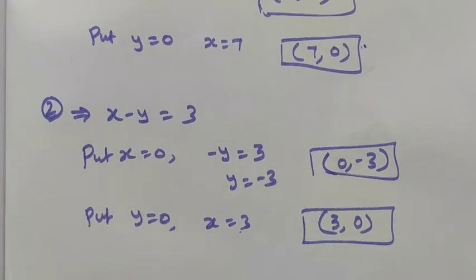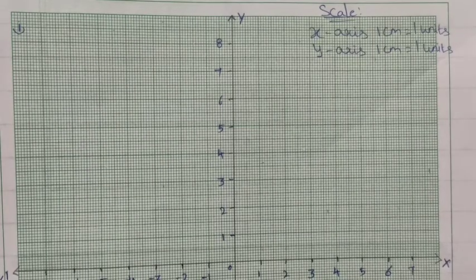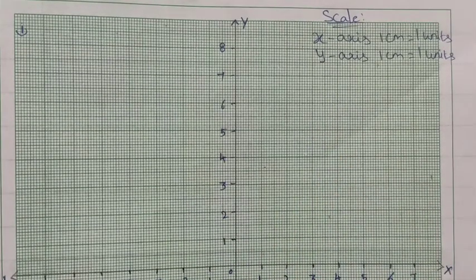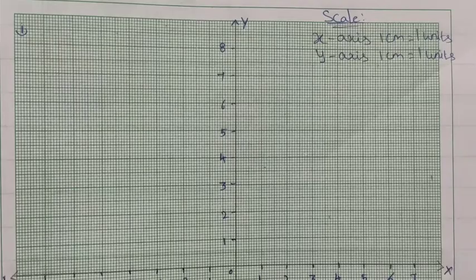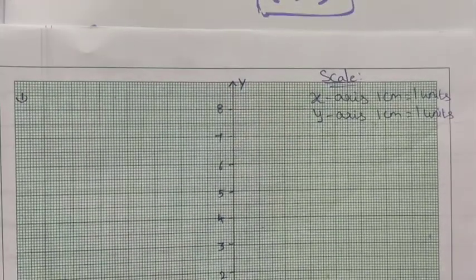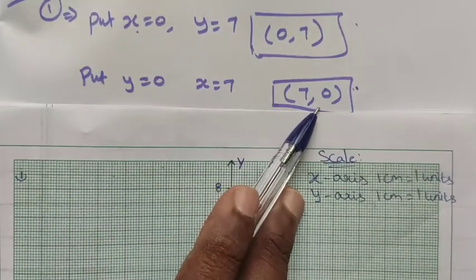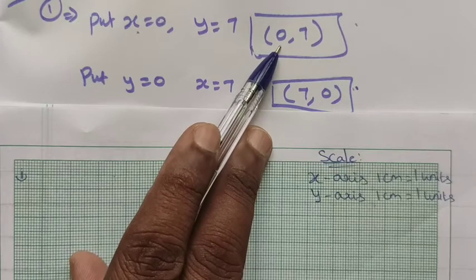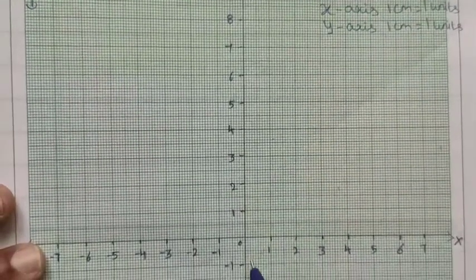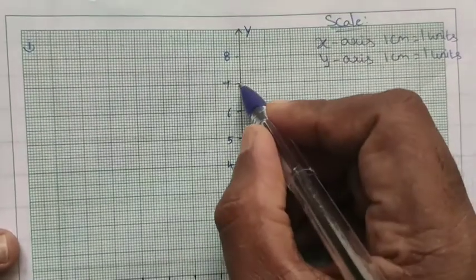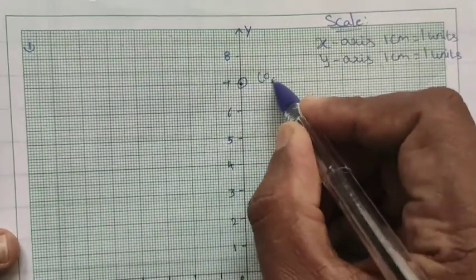By using these two straight lines we can find the solution for the given equations. Let's see the graph. The horizontal line is the x-axis and the vertical line is the y-axis. The scale factor, here I am taking as x-axis 1 centimeter is equal to 1 unit and y-axis 1 centimeter equal to 1 unit. First we plot the points of the first equation. We have 2 points: 0 comma 7 and 7 comma 0. First x-axis 0, y-axis 7. Here x is 0 and y is 7, which means the point lies on the y-axis. This is the point 0 comma 7.